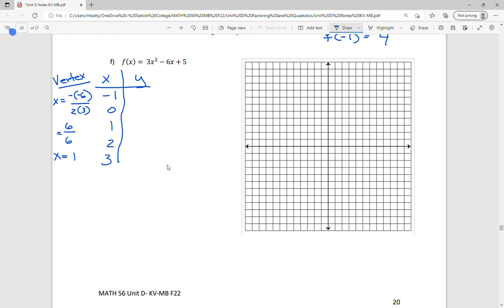So now I have this laborious work of figuring out all of the y values. I'm going to start with my vertex for no real reason. You can start anywhere you want. That'd be 3 minus 6 plus 5. F at 1 should equal 2.